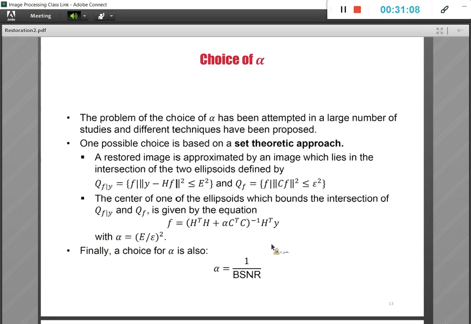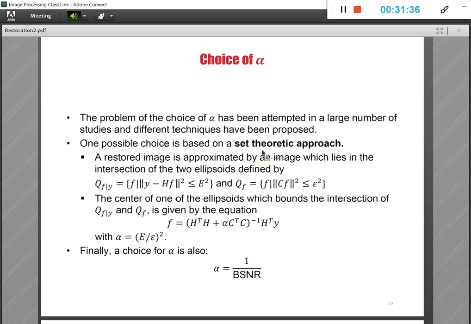Here we said about that item, and here about choosing alpha 0, alpha small, and alpha large. Okay, we had some discussion about these values of alpha. The problem of the choice of alpha has been attempted in a large number of studies, and different techniques have been proposed in some papers.